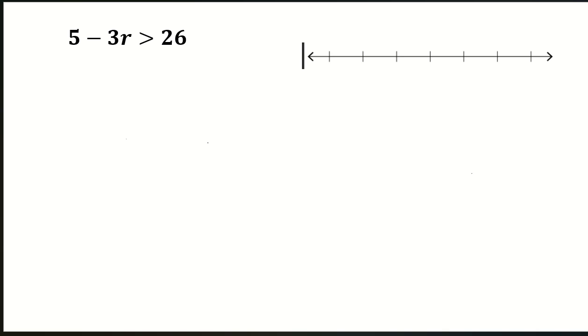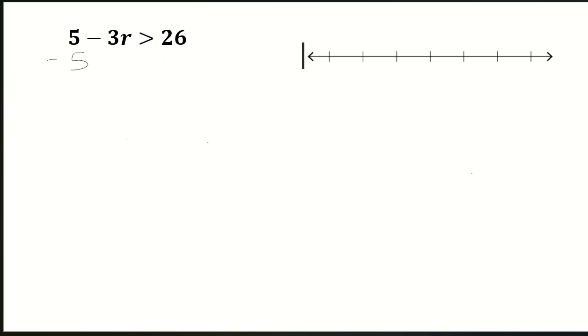So I want to move the 5 first. Why the 5? I'm glad you asked. I move the 5 first because it's furthest away from the variable, but still on the same side. It doesn't make sense to move the 26 because if I want R to be isolated, the 26 is already out the door. So you want to move the 5 first, and I'm going to subtract 5.